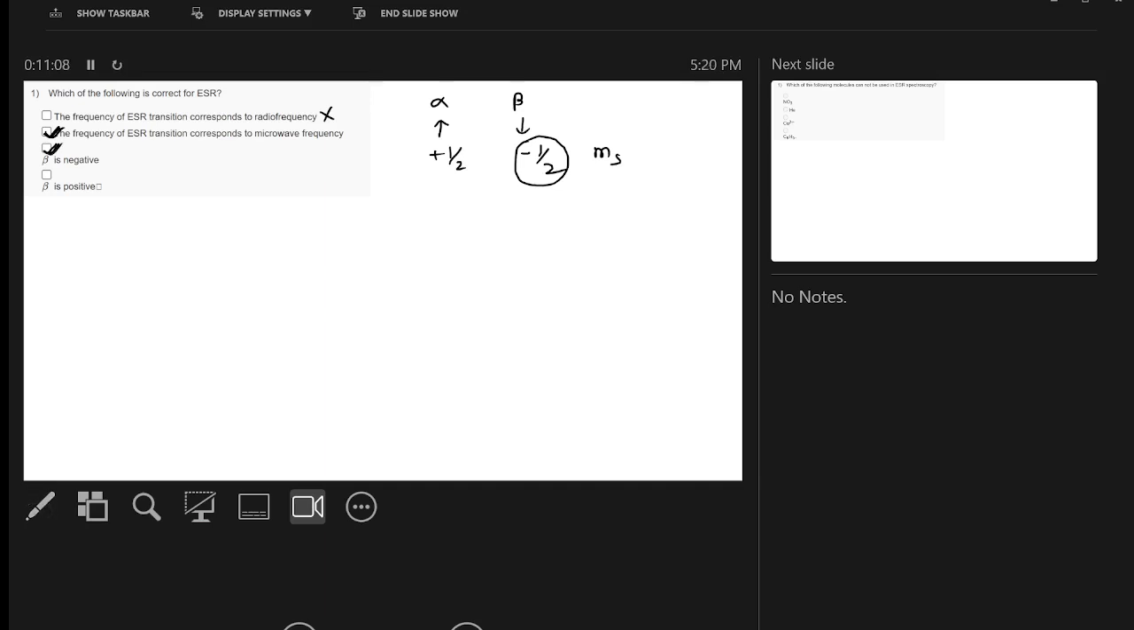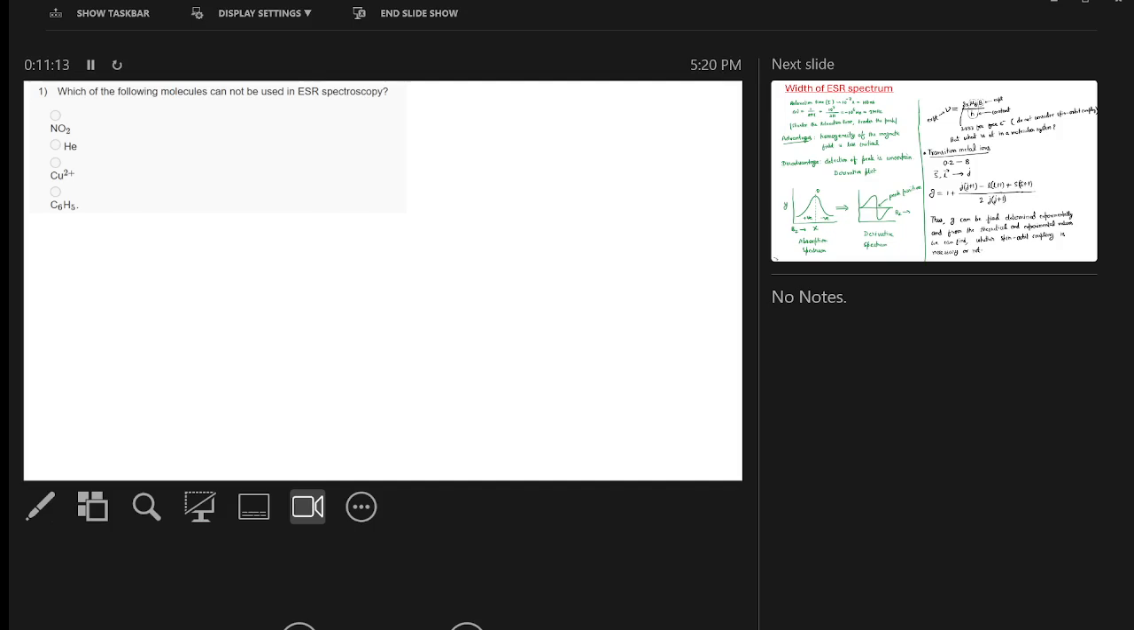This is an MSQ question, a multi-select question. Now, which of the following molecules cannot be used in ESR spectroscopy? Again, a similar question to the first one. The condition is that the molecule, species or ion must have an unpaired electron. Here helium has 2 electrons, 2 protons, and no unpaired electron. So this is your correct option.